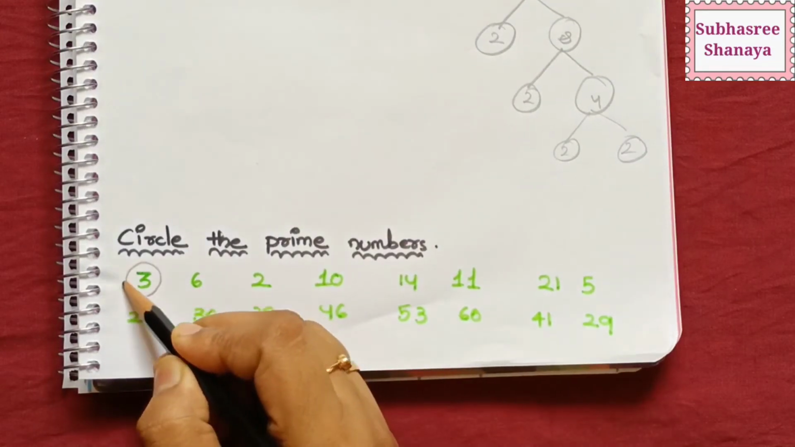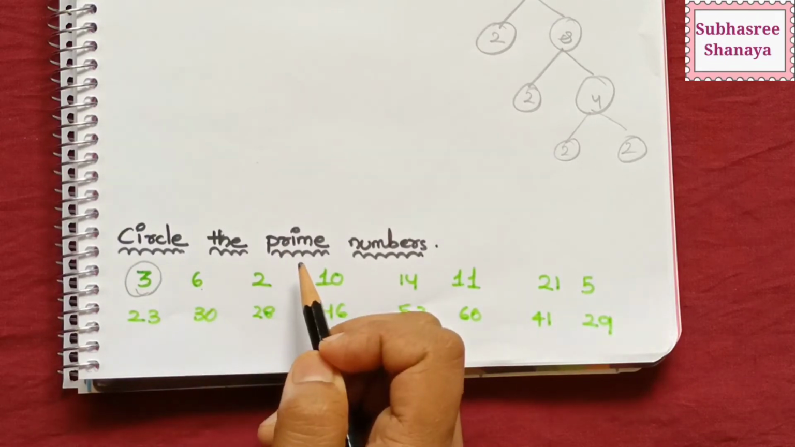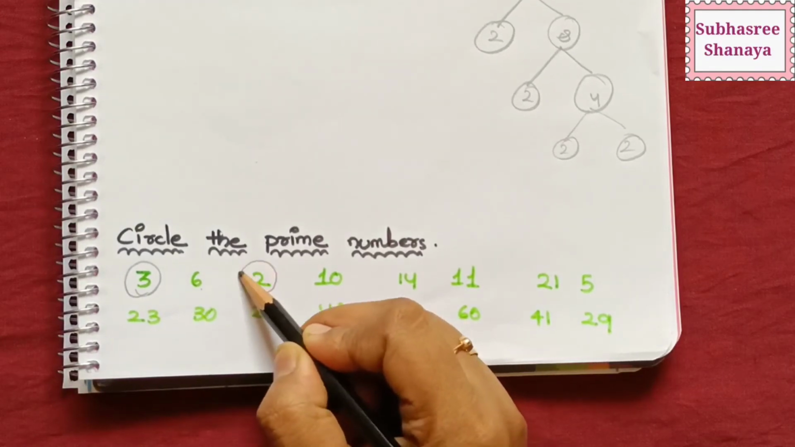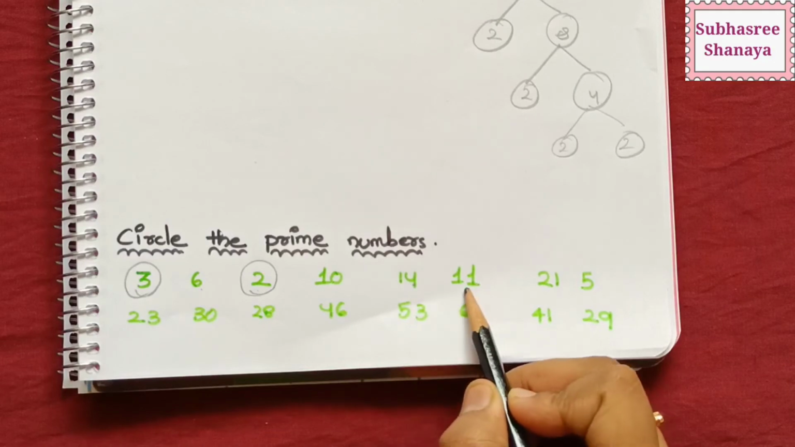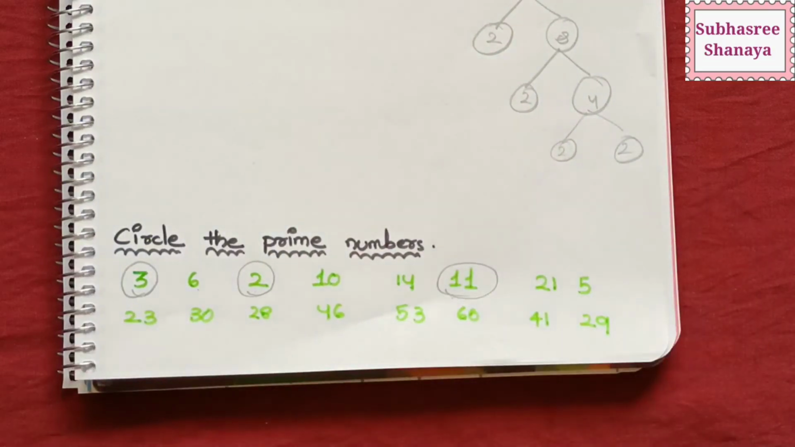So 3 is a prime number, so we have to circle it. 6 has more than 2 factors, so 6 is not a prime number. 2 is a prime number, so we have to circle it. 10 is not a prime number. 14 is not a prime number. 11, yes, 11 is a prime number. So this is how we check which one is a prime number and circle it.